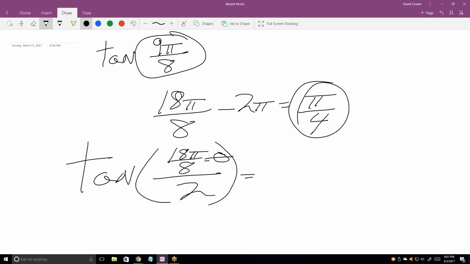What's the general formula for tangent of theta divided by 2? 1 minus cosine of theta over sine of theta. Really? It's not the square root? No. Oh, sorry, I was looking at the wrong one. No, that is the right one. Never mind. Hold on a second.